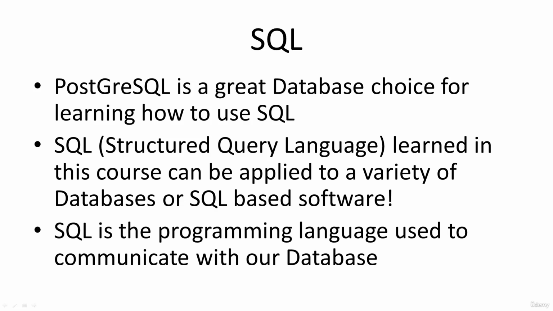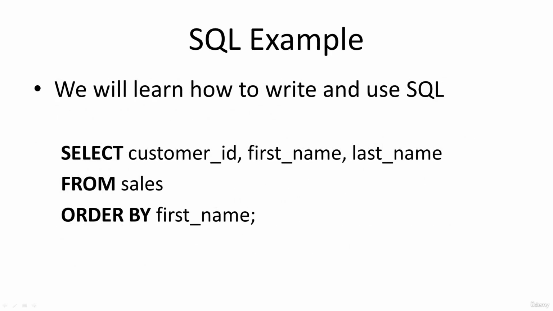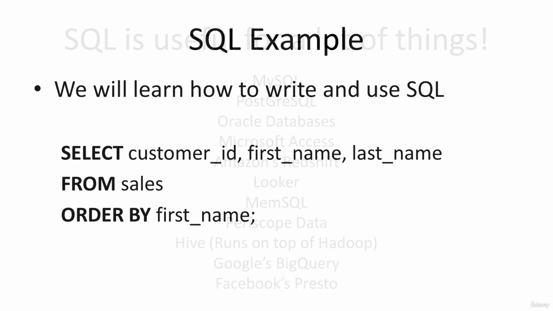For an example of what general SQL syntax looks like, it would look something like this: select some column names from a table, and then you have some functions or clauses. Here I'm ordering by the first name. So we're going to learn how to write and use SQL syntax like this in this course.